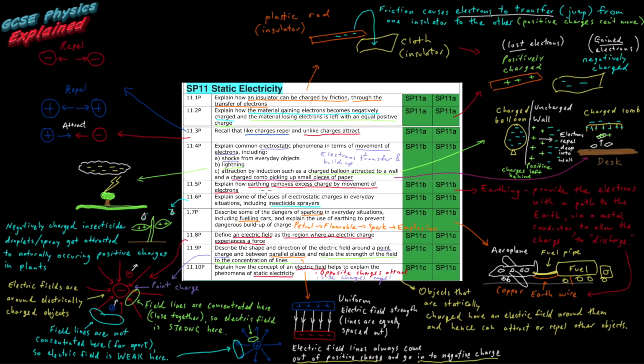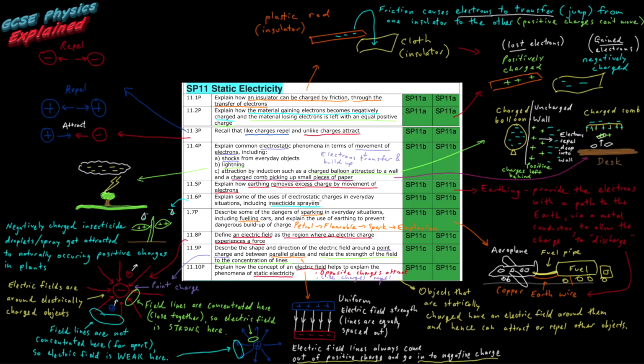Explain how earthing removes excess charge by movement of electrons. So earthing is basically when you provide the electrons with a path to the earth, usually via a metal conductor like a copper wire, and it allows the charge to discharge. I'll talk about that more in a second. So that's it, earthing. It's removing the excess charge by allowing the electrons to move.